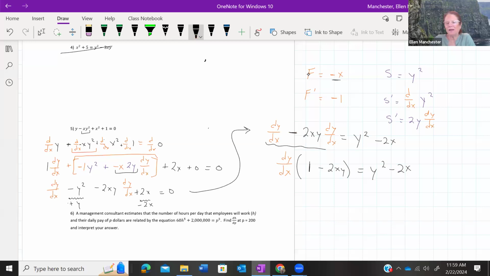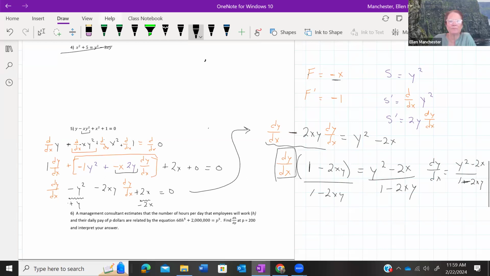And then I just rewrite it. And so now I can solve for this just by dividing. So my dy dx equals y squared minus 2x over 1 minus 2xy. And that is my derivative.